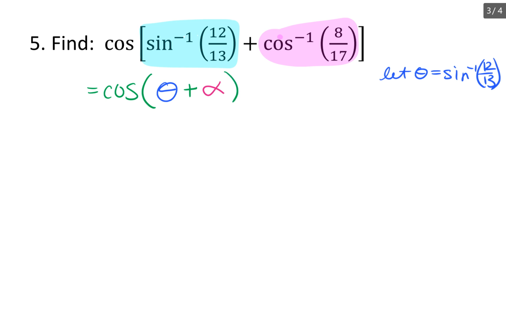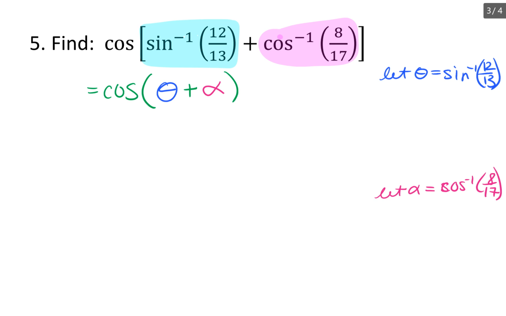I'm going to leave a little bit of space because I'm going to draw a diagram in there. We're going to let alpha equal the inverse cosine of 8 over 17. And now it looks like problem number 3 that we did in the first part. We're finding the cosine of theta plus alpha.